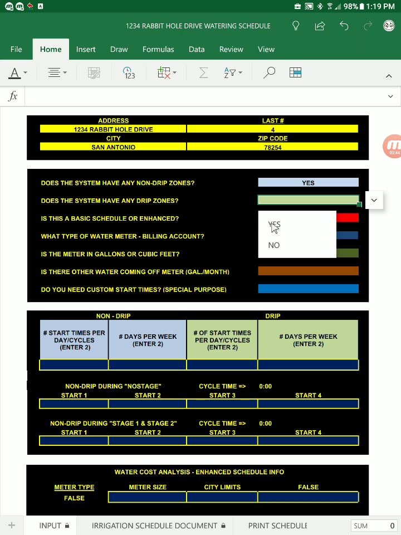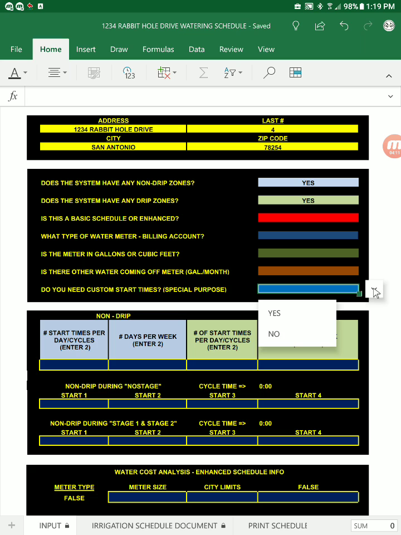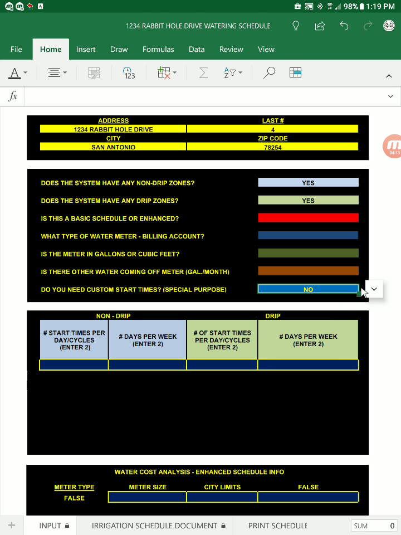I'm also going to say yes on this since this is for example purposes, but basically as you go through these selection boxes, it's creating your input sheet so it's simpler to fill out. You don't have to look at all this stuff and you can get through it quickly. For example, all this box right here is for custom start times, and I'm going to explain that later. But let's pretend that I don't need any custom start times. I'd come over here, select no, and then all that disappears.